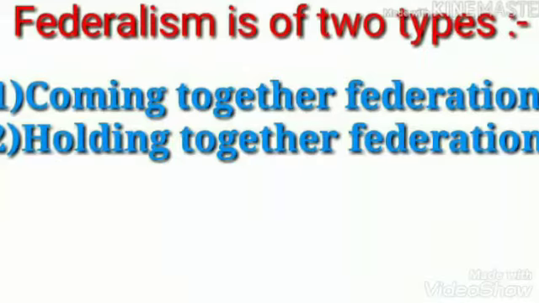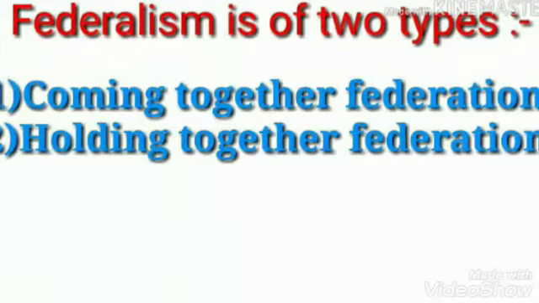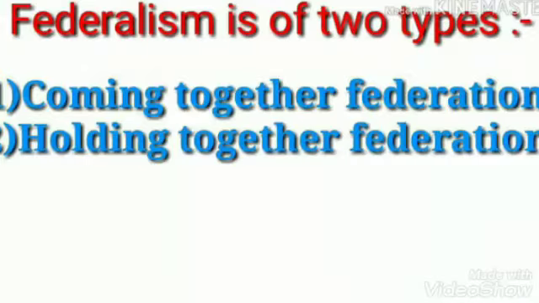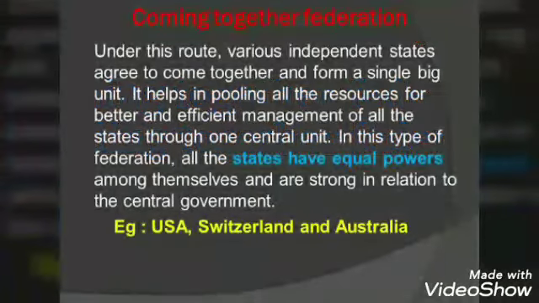Now, there are two different kinds of federation. The first one is the coming together federation and the second one is the holding together federation. Now I am going to explain each one by one. If we talk about the first one, that is the coming together federation.